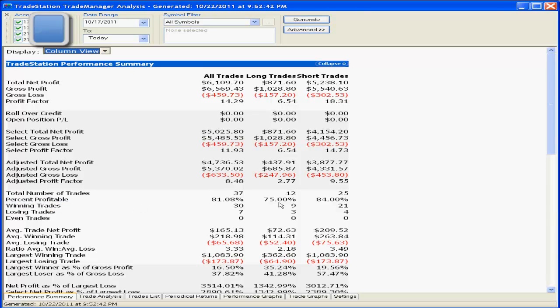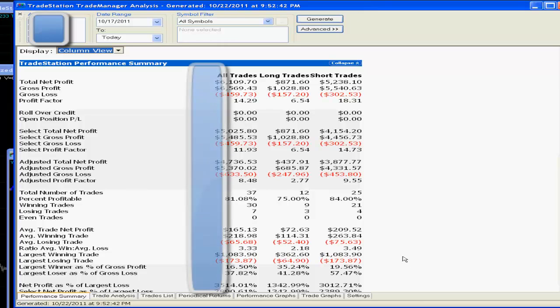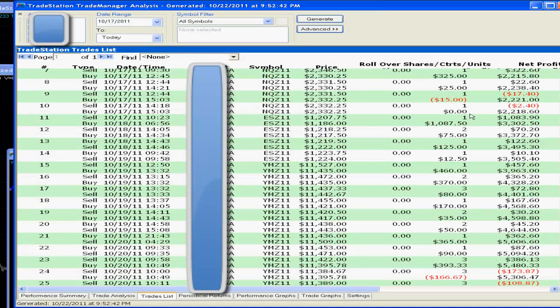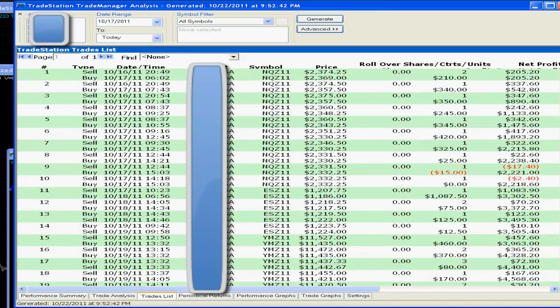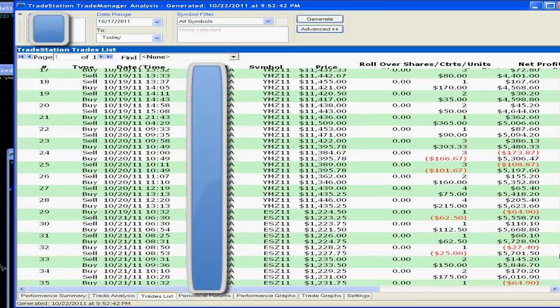And these are the numbers I'm really interested in as well. Percent profitable, these are important. 81% winning trades, 30 winning trades to 7 losing trades. Hopefully we all keep our trades nice and small. The losses, please. That would help everybody. Let's look at the trade list here. Really, we are looking at NQ at the beginning of the week, ES, and you're seeing sections of a lot of YM there, and then back to ES.